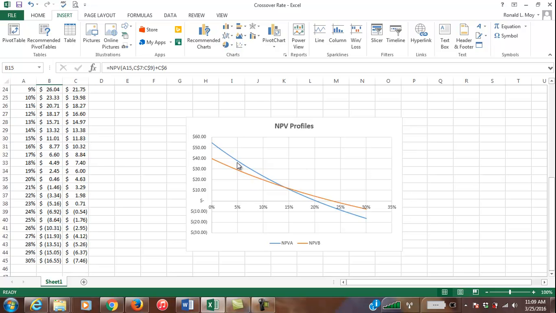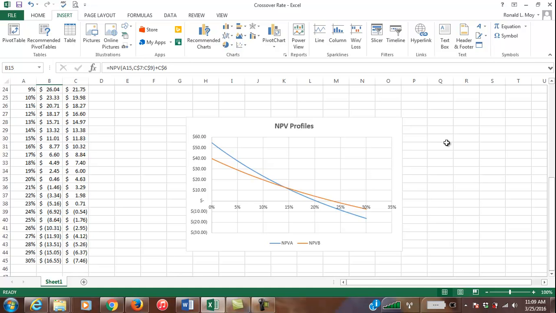To the left of it, you'll notice that A, the blue line, is above the net present value profile of B, which is this red line. To the right of that point, you'll notice that B is above A. So it depends on what the weighted average cost of capital, or the discount rate, is in terms of which one of these projects is going to be better. Now these are mutually exclusive projects, so if you do one, you can't do the other. You have to make a decision.